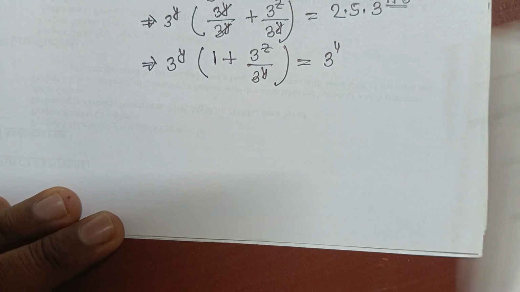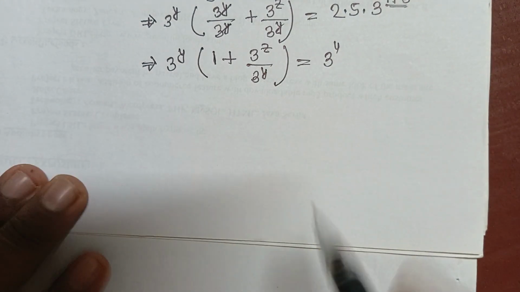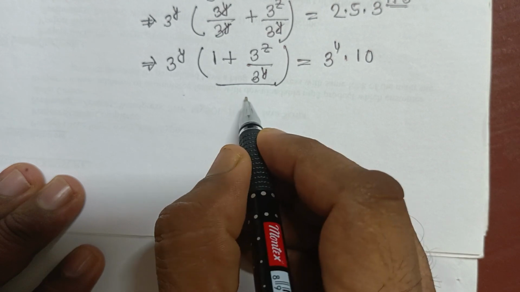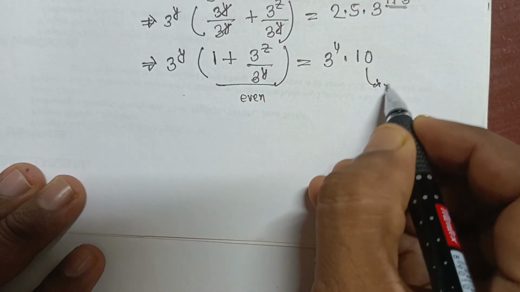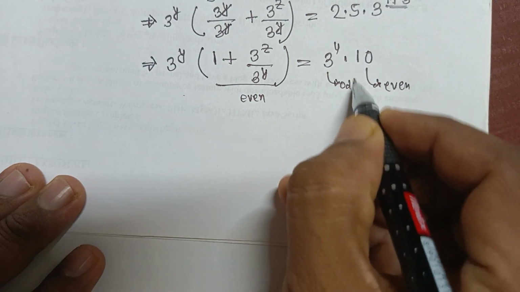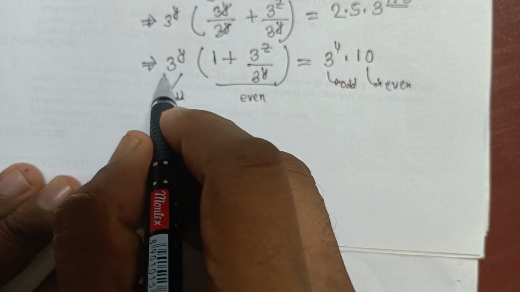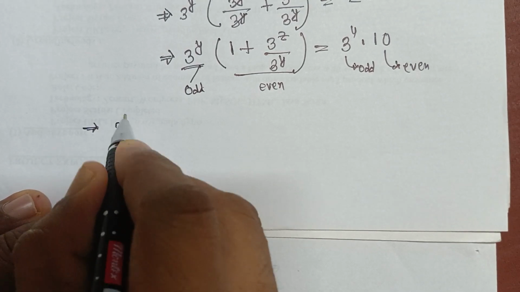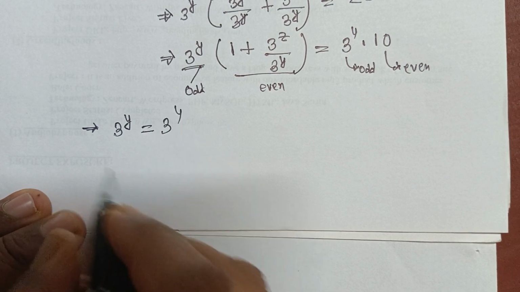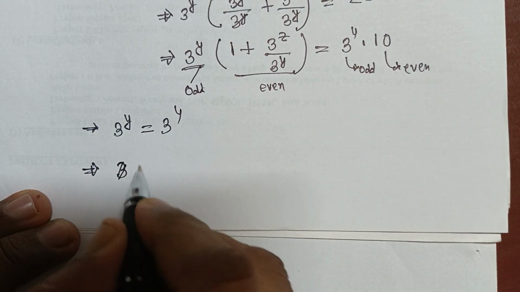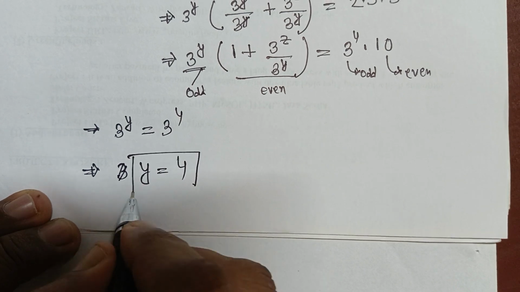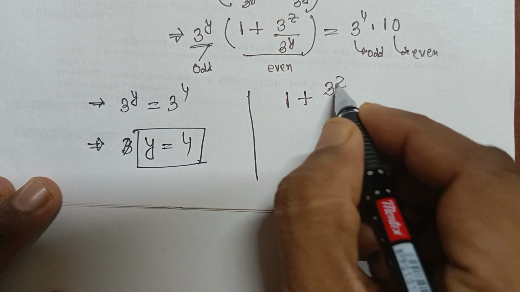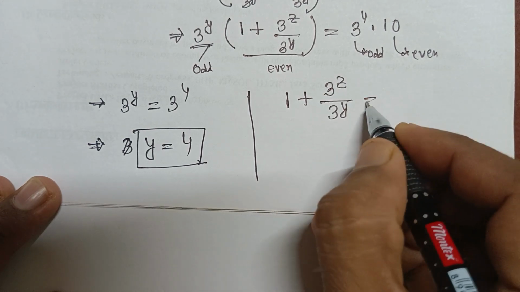If we sum this we shall get 3 to the power 4 into 10. Again this is an even part and this is an even part, this is an odd and this is an odd. If we compare both sides, base and the value, we can write 3 to the power y is equal to 3 to the power 4. Again we get y equals 4, and the other part will be 1 plus 3 to the power z by 3 to the power y is equal to 10.